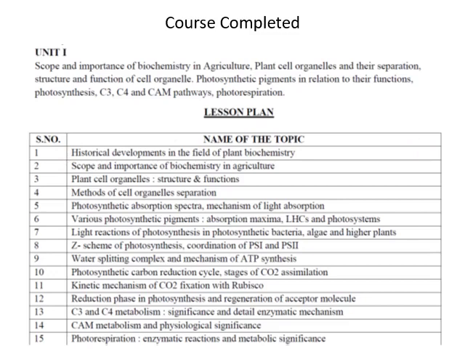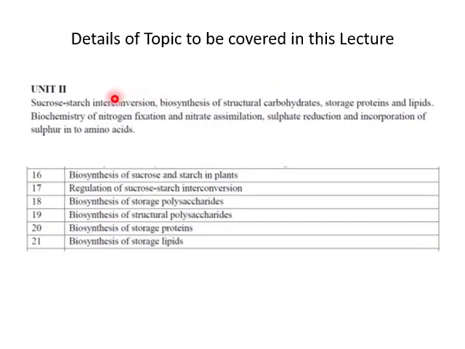Now in this class I am starting Unit 2 of this course, which has all these topics: sucrose, starch, interconversion, biosynthesis of carbohydrates, proteins, lipids, nitrogen fixation, sulfate reduction, incorporation of sulfur in amino acids. Various topics are there. So in this unit we will have these 5-6 topics, and among them, I'm going to take up this first one, which is biosynthesis of sucrose and starch in plants.